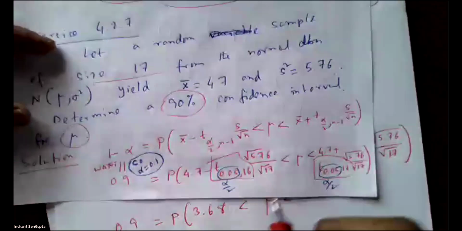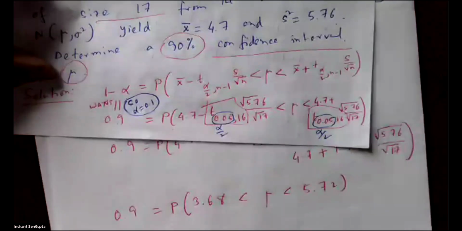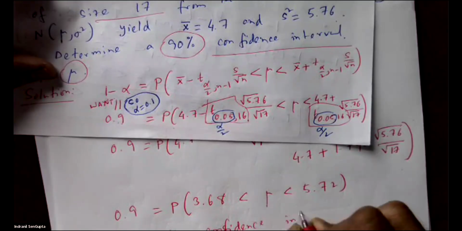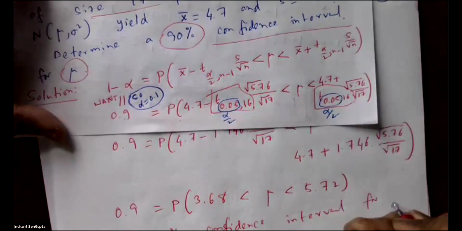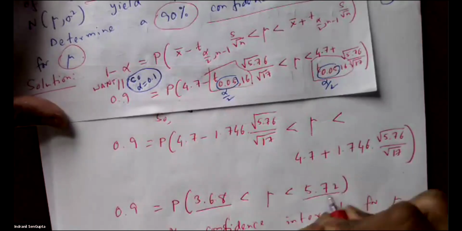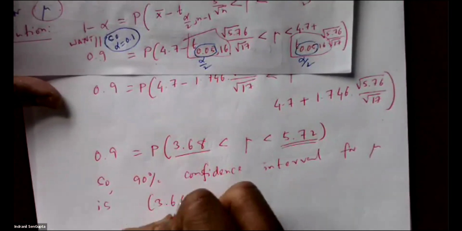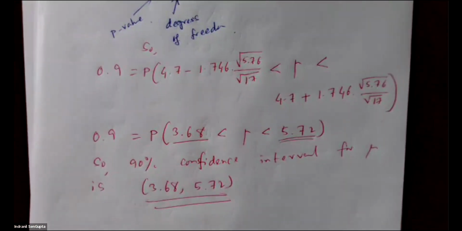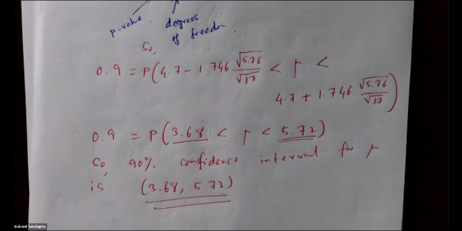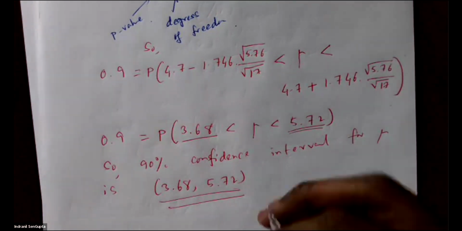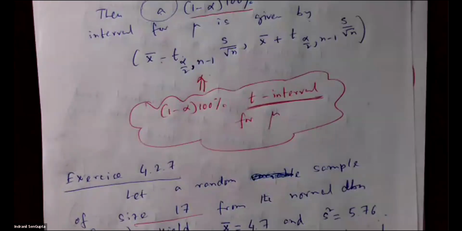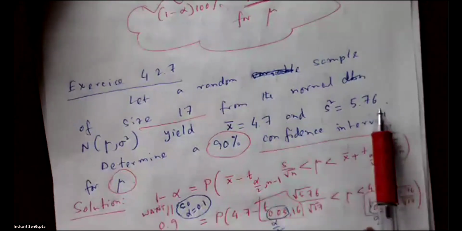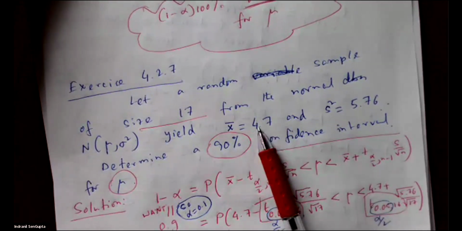The question is asking for the 90% confidence interval for mu, and it is these two numbers, so it's 3.68 through 5.72. That is the answer. What we really did is, based on this data set, X bar is 4.7.